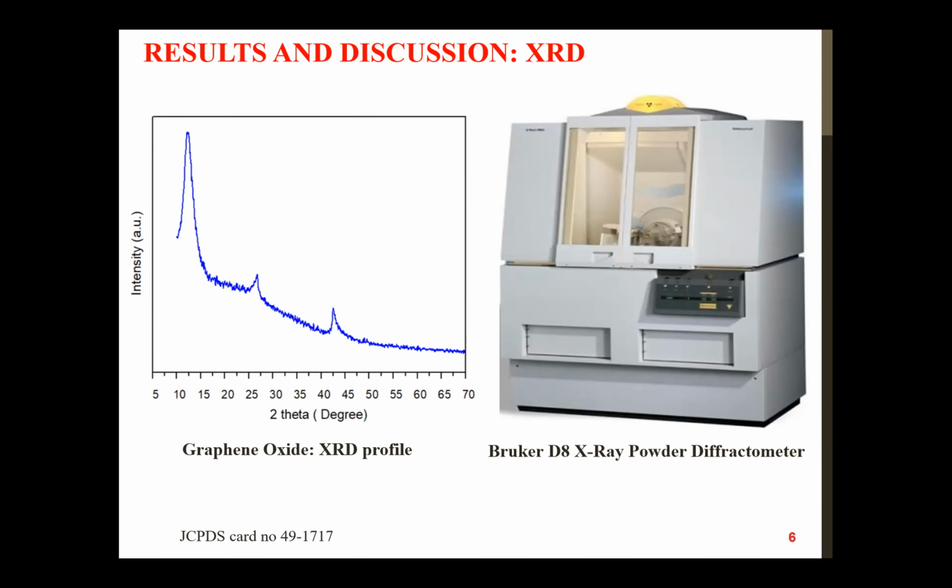The results and discussion. Primarily, the synthesized graphene oxide is confirmed from the XRD pattern of graphene oxide, which is similar to the JCPDS card number 491717. It is characterized using the Bruker D8 X-ray diffractometer.